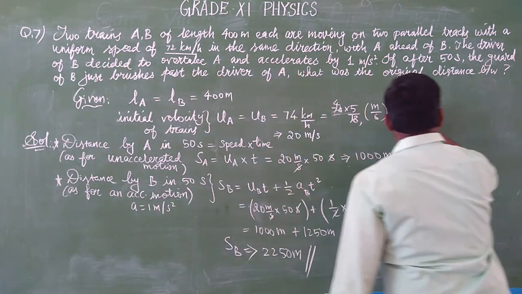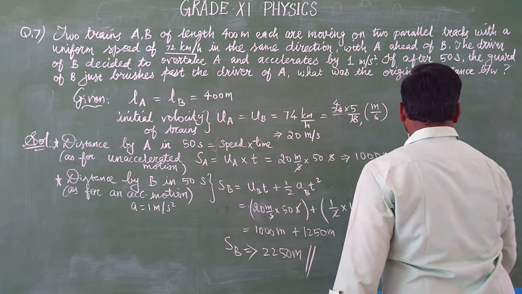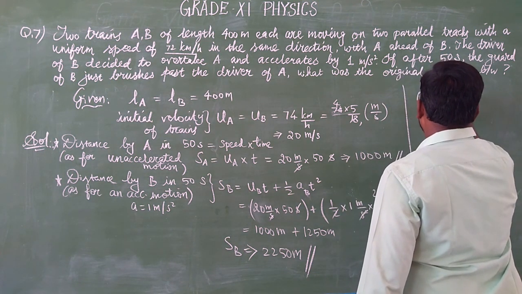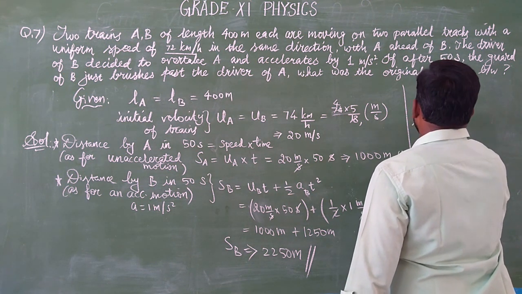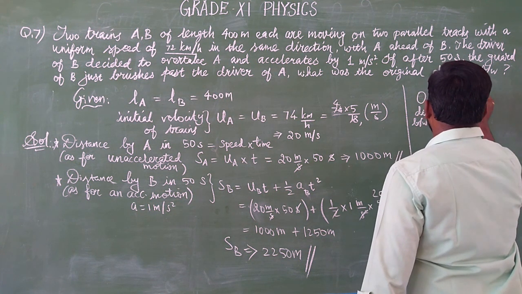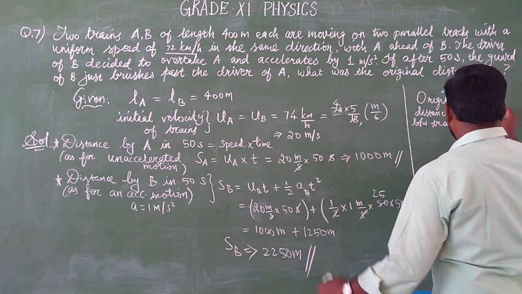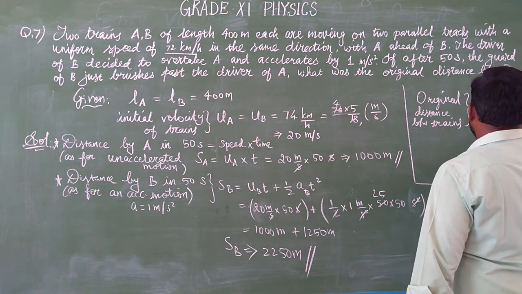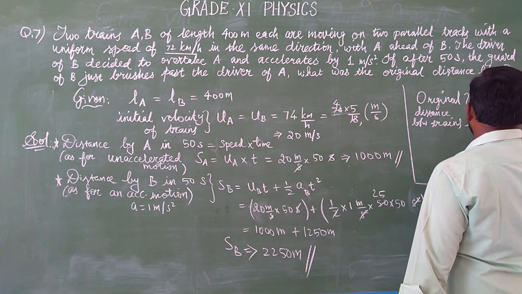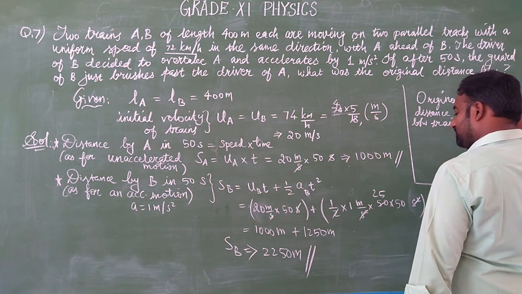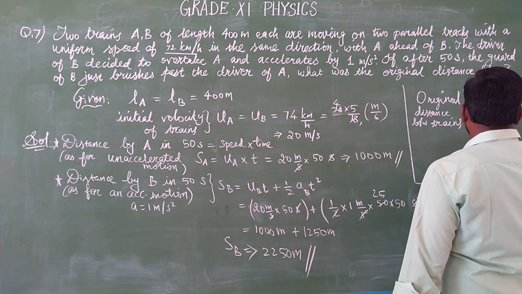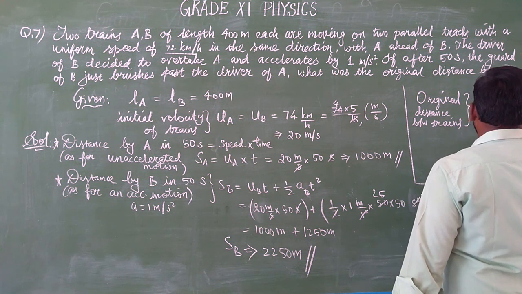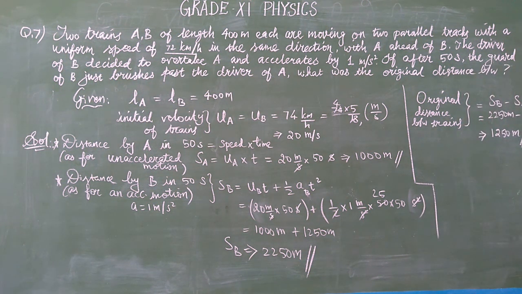So the original distance between the two trains, what is it? It is equal to the distance by train B minus the distance by train A. So that is 2250 meter minus 1000 meter. So the original distance is 1250 meter. Are you clear? I think you are very clear. It's a very simple concept.